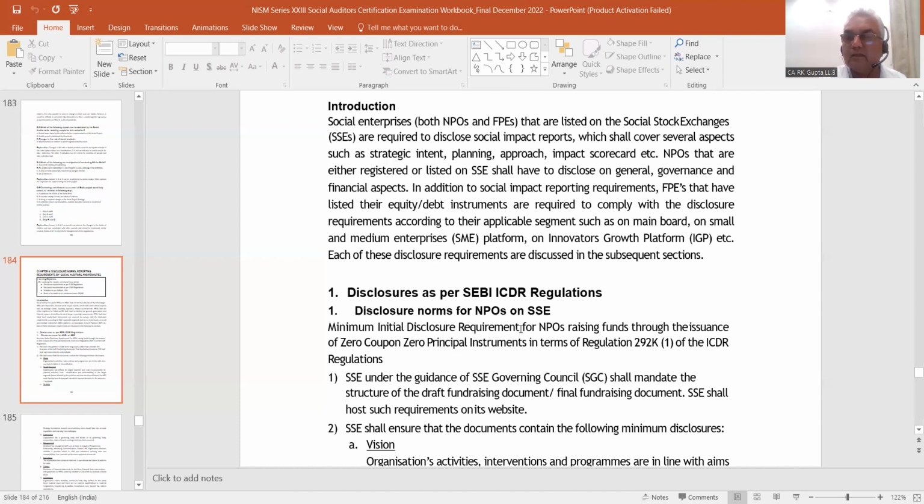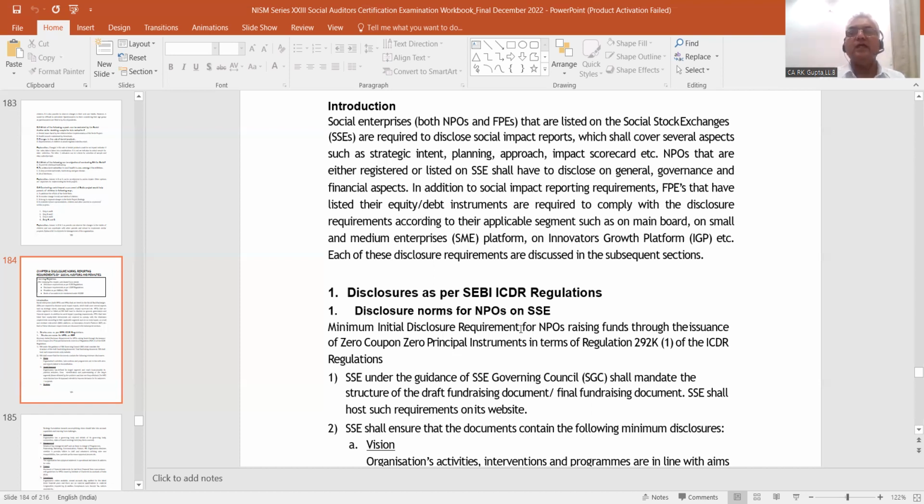There's one doubt here: NPOs have to be registered and listed on the SSE, but for-profit enterprises do not require registration. Just listing is enough. Why is that?